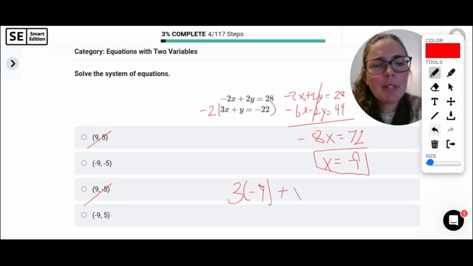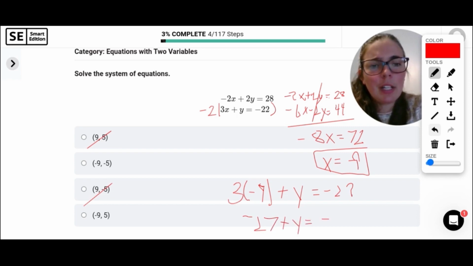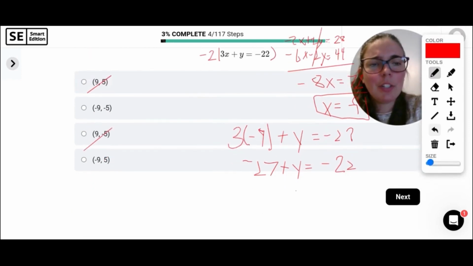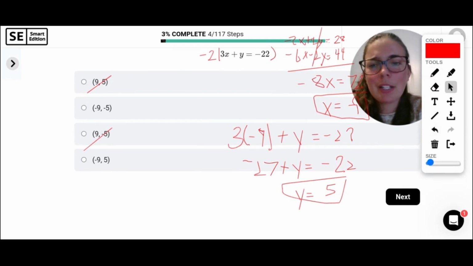So 3 times negative 9 plus y equals negative 22. So 3 times negative 9 is negative 27. Negative 27 plus y equals negative 22. And when I add 27 to both sides to get it to cancel out, I should get y equals 5. So x equals negative 9, y equals 5 would be the coordinate. Remember, it's always x and then y.